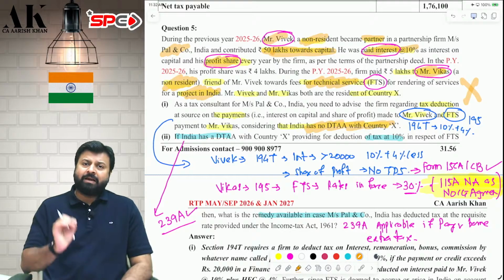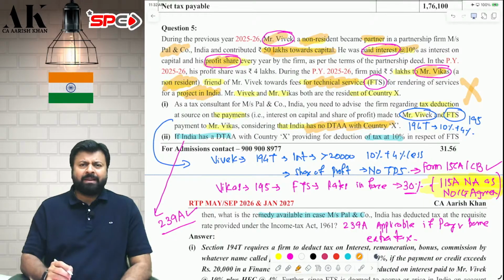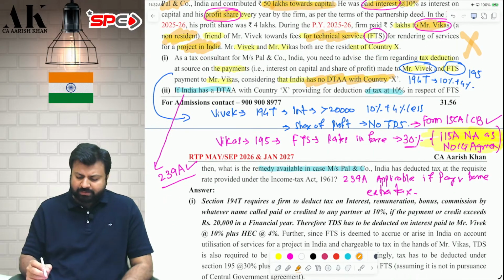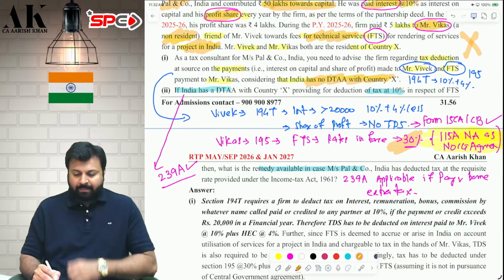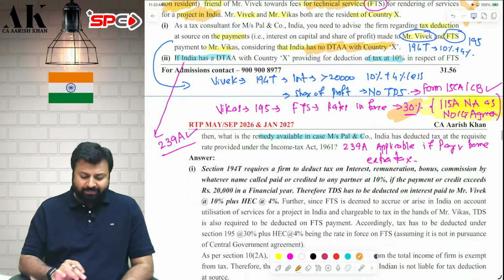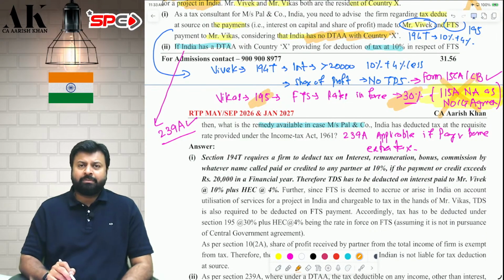Normal provision means I have to deduct tax as per rates in force. What are the rates in force? The maximum rate which is applicable to an individual is 30%. I will deduct TDS as per 31.2%. I hope it is clear to all of you. I will deduct TDS at 31.2% and give the balance money to Mr. Vikas. And where will I deduct TDS? I will deduct TDS under 195. 115A is not applicable as there is no agreement which is approved by the central government.